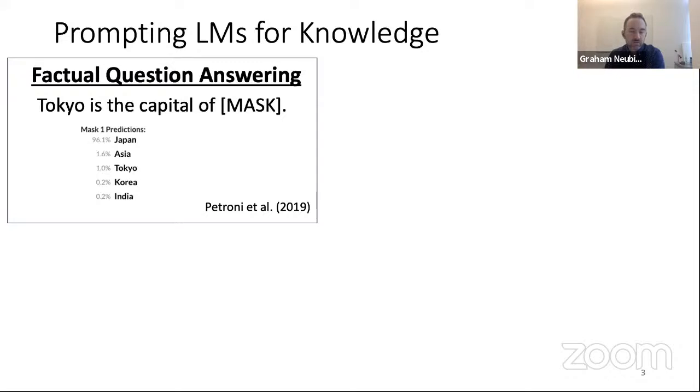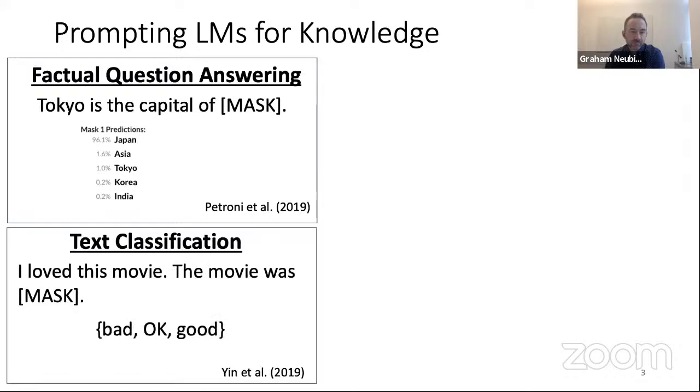So this is not just syntax, it's obviously facts. They can also do all kinds of other tasks like text classification. We have a sentence like "I love this movie," and we fill it into a prompt that says, "I love this movie, and then the movie was [MASK]." And you have the model predict between bad, okay, and good. In this particular context, the probability of good may be higher. So you can do sentiment classification without any sentiment classification training data, just with a language model.